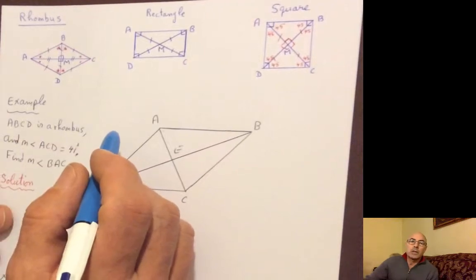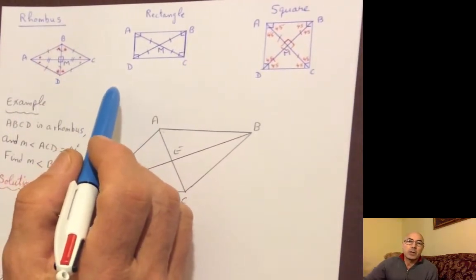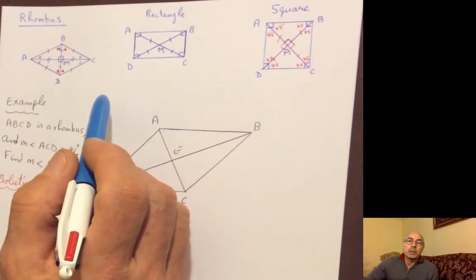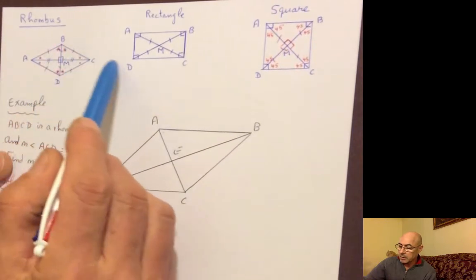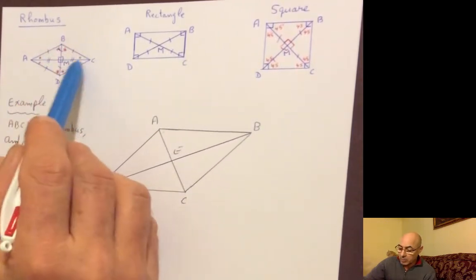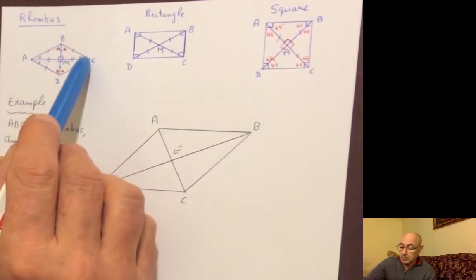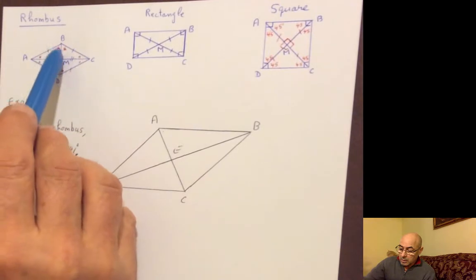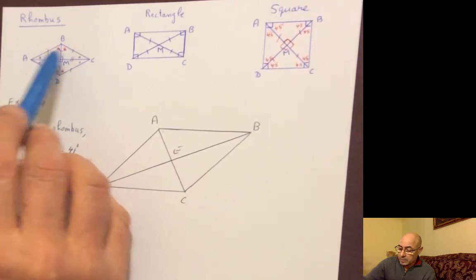Hi guys, today in this tutorial we are going to see two examples on special parallelograms. We have learned about the rhombus, rectangle and square. A rhombus is a parallelogram in which the four sides are congruent, and each diagonal bisects the vertex angle into two equal angles, as you can see over here.